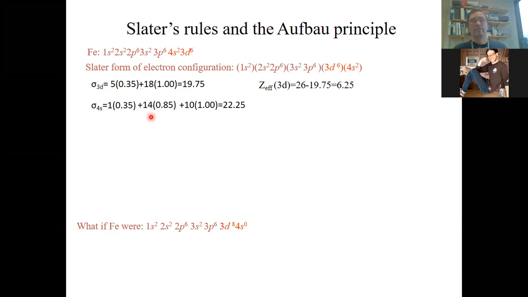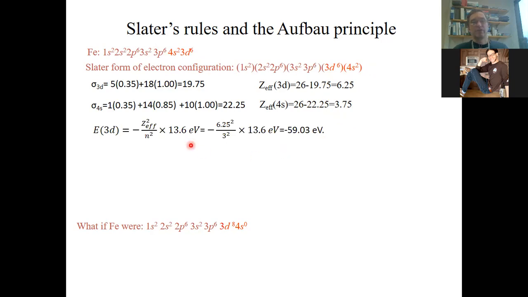Okay. Then the effective nuclear charge would be 26 minus 22.25, which is equal to 3.75. Oh, no, sorry, mistake. I'm looking at the wrong electron configuration. We have to look at the Slater form of the electron configuration, and then we have to consider the 3d electrons as well, of course. So the 3d electrons are left to the 4s electrons. So we have to consider these in addition to these 8. And then 8 plus 6 gives 14. So I'm sorry about my confusion. I looked at the wrong electron configuration. Of course, we need to look at this one here and not at that one. Okay, so everything is good.